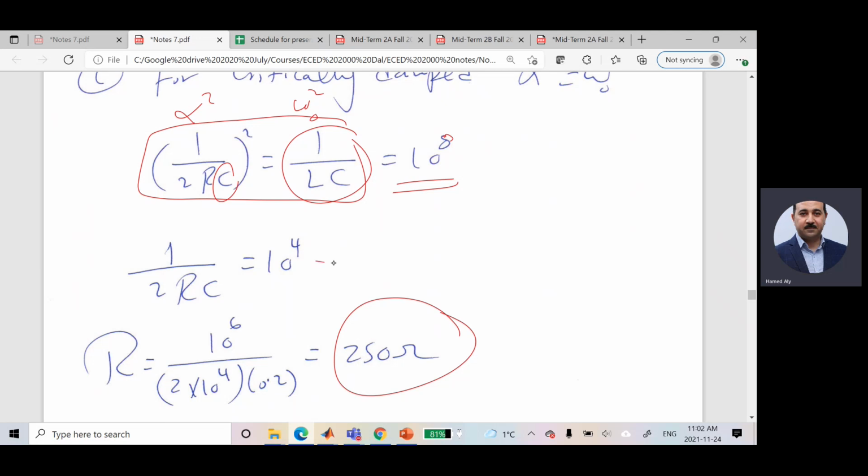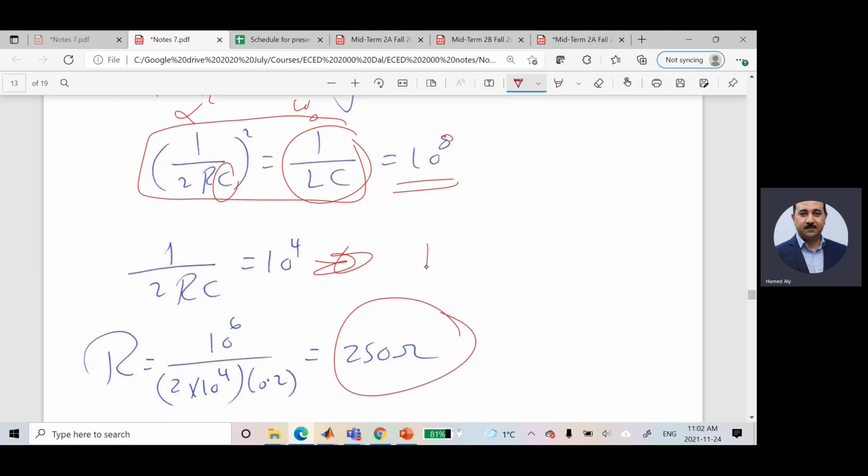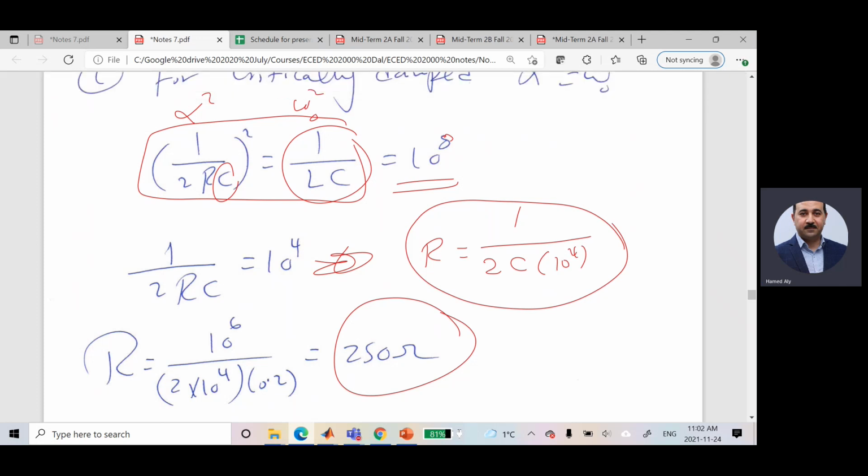So from this equation, I can say that R should be equal to 1 over 2 multiplied by C multiplied by 10 to the power 4. If you try to substitute in the equation, you will find that R is equal to 250. This problem is similar to, I believe, problem number 3 in the assignment.